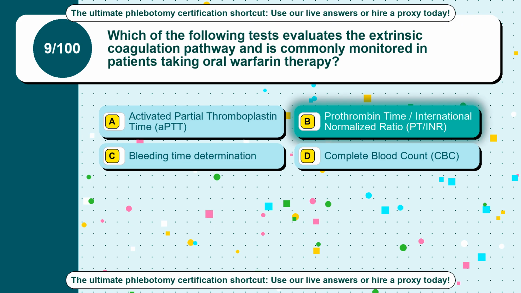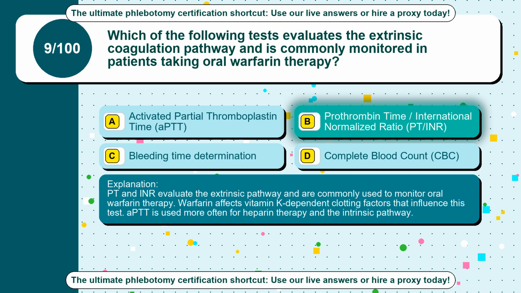The correct answer is option B, prothrombin time / international normalized ratio, PT/INR. PT and INR evaluate the extrinsic pathway and are commonly used to monitor oral warfarin therapy. Warfarin affects vitamin K-dependent clotting factors that influence this test. APTT is used more often for heparin therapy and the intrinsic pathway.